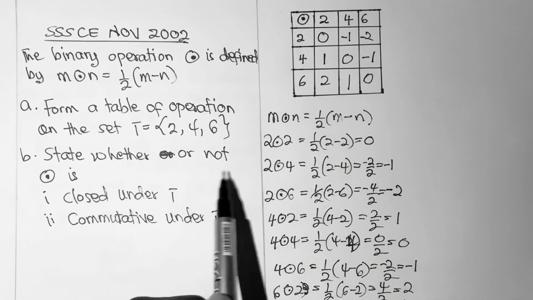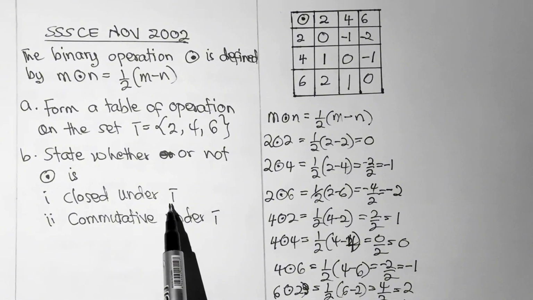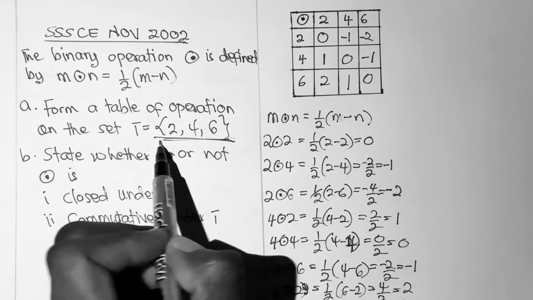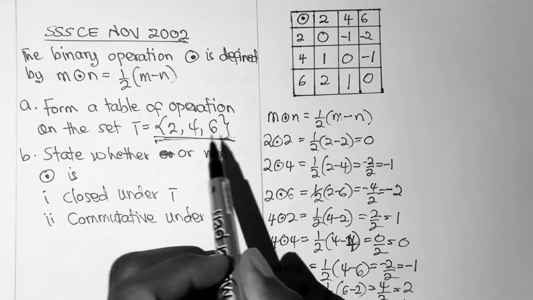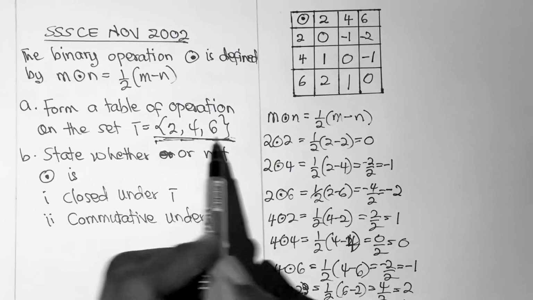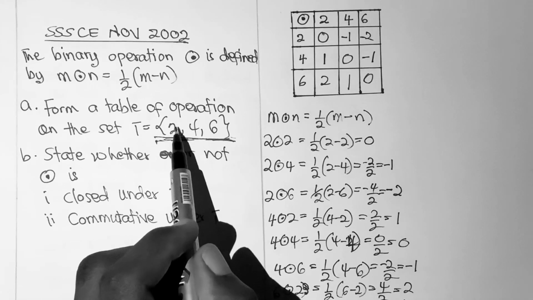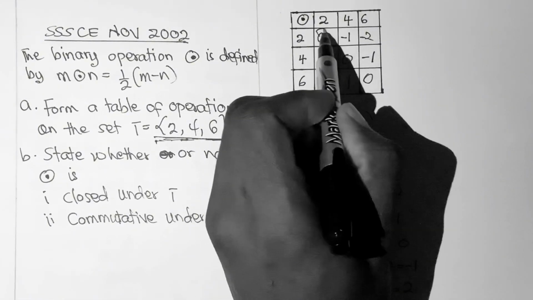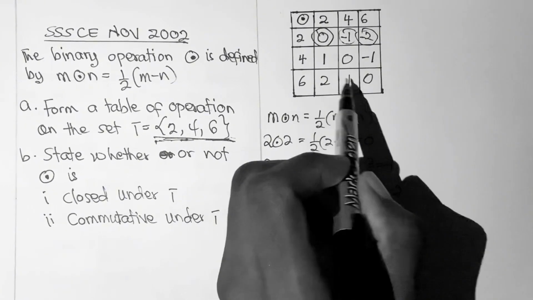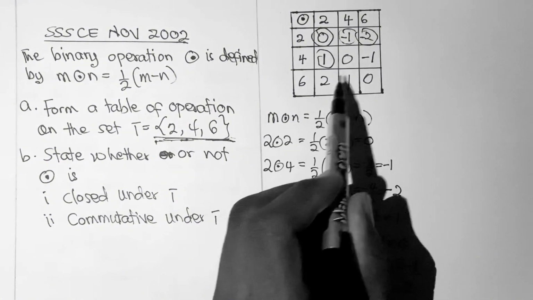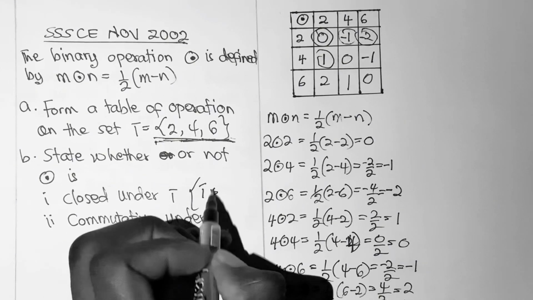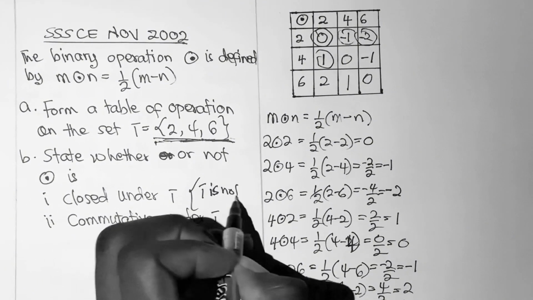Now let's come to the questions. He says to state whether or not the operation is closed under T. Now you can see these are the numbers of T. An operation is only closed if all the elements that we found after the operation can be found in what? T. But you see that T is 2, 4, 6. But now we found 0 here. There is minus 1 here. There is minus 2. There is 1. All these elements are not found in T, and therefore T is not closed.